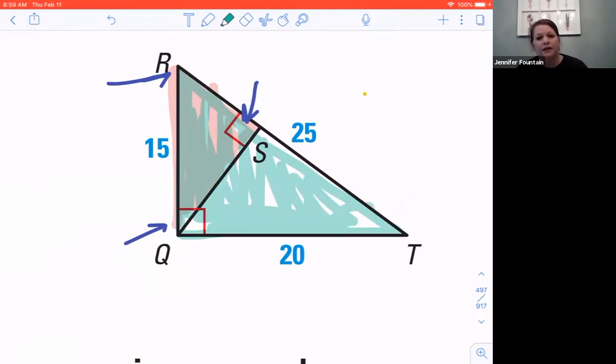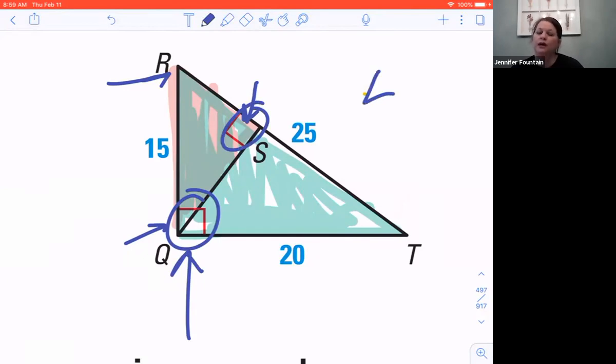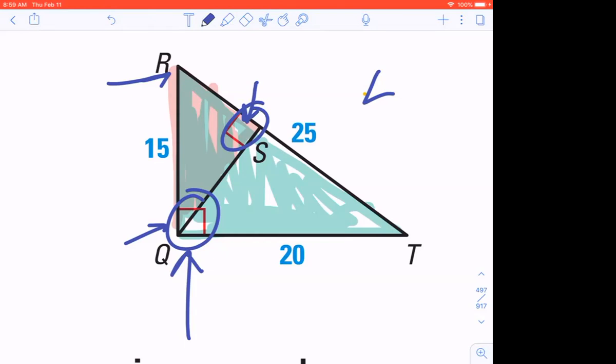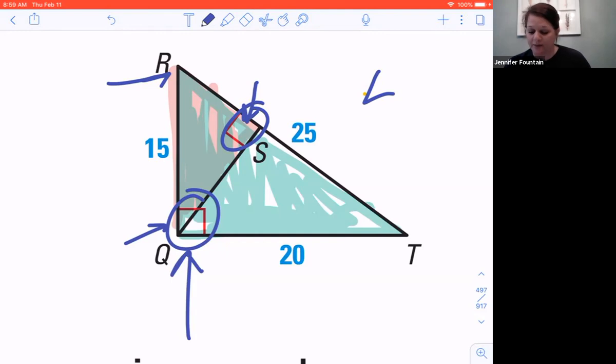Okay, so when I look at this one, I can see again that I have a right angle. Both of them have right angles, so I know I've got an angle in common. But also notice, what else do those two triangles have in common? What angle do they both share? When I highlight both of those triangles, which angle do they both share? 90. Well, they both have a 90-degree angle. So we've already said that. I have a 90-degree angle for both of them. But what else do they have in common?